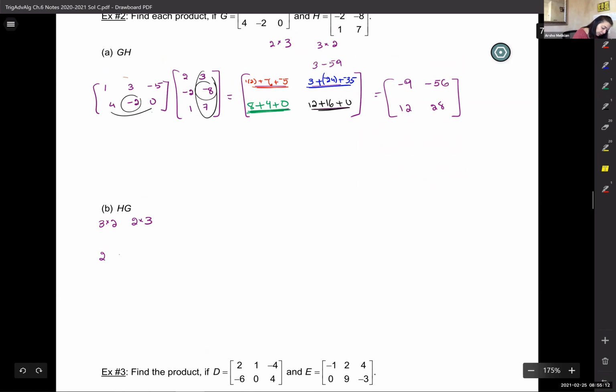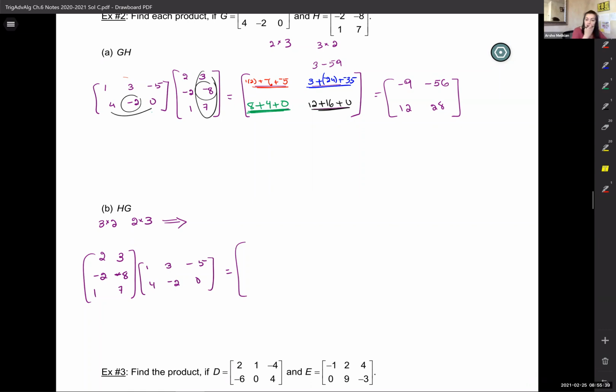This is H times G, 1, 3, -5, 4, -2, 0. What's the result going to be here? What do you guys think? We're going to get a 3 by 3.